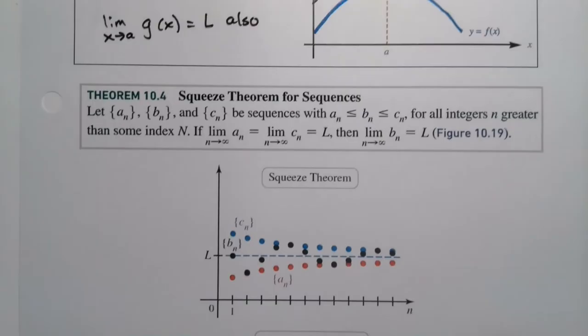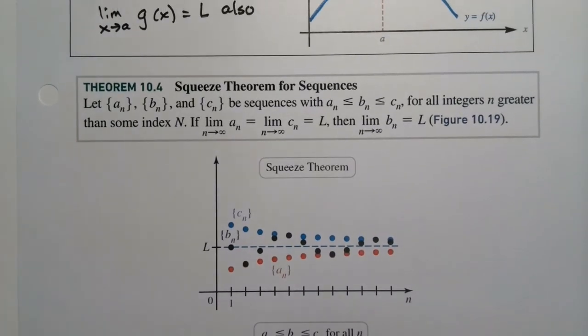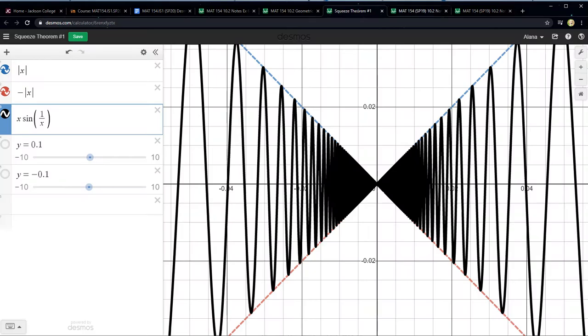Okay, well, the same thing's true for sequences, right? Because if it's true for functions, which are continuous, then it's going to be true for sequences, which are discrete. So let me show you that.